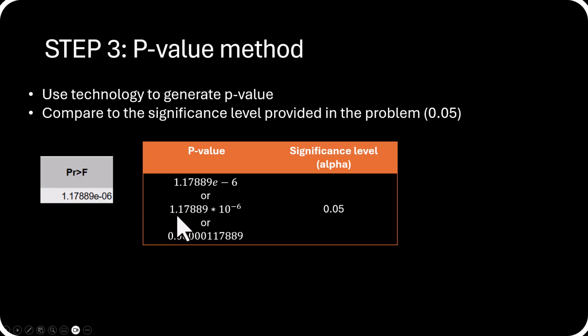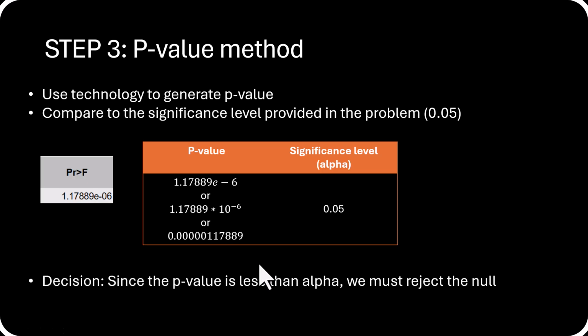And as you can see, I can rewrite it as 1.17889 times 10 to the negative 6. And if I write that in standard notation, it's 0.00000117889. So hopefully we can all agree that at least one of these formats, at least in standard notation, is very clearly much smaller than 0.05. So we conclude that since the p-value is less than alpha, in this case much less than alpha, we would have to reject the null. And of course, this is the exact same decision that we came to using the critical value method.